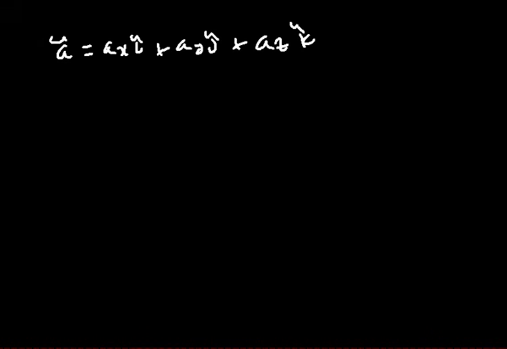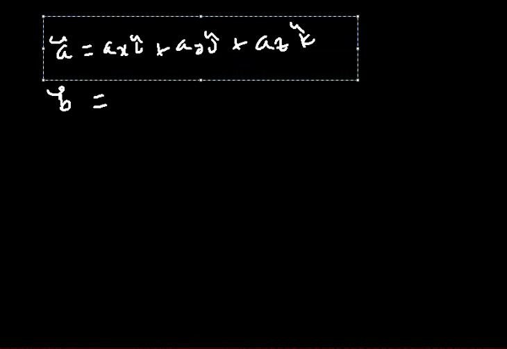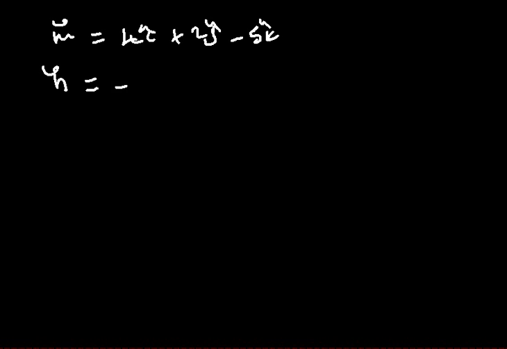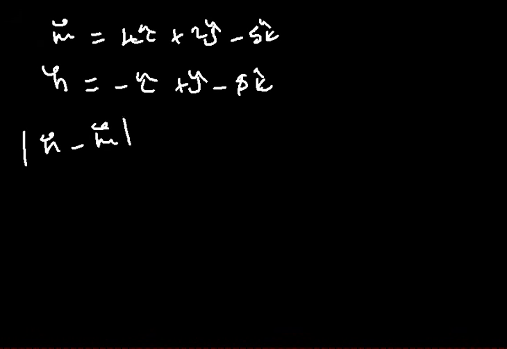And let's say what if we have another vector, let's say vector M, that is 4i plus 2j minus 5k, and we have a vector N, which is negative i plus j minus 8k. Let's say that is the case. So what do you think will be the magnitude of vector N minus vector M? First, we should subtract the vectors, then finally find the magnitude of whatever you have. So try to have that one.